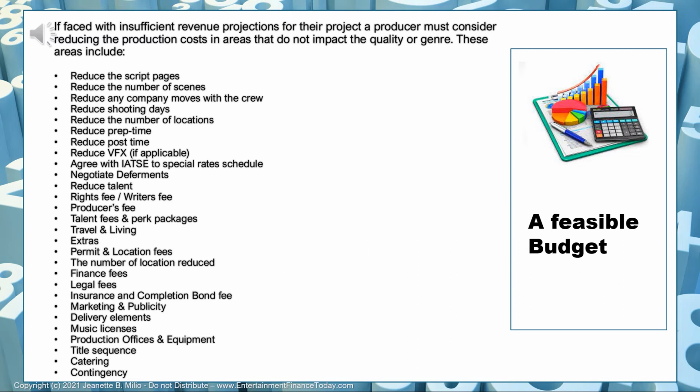Music licenses are really up to the producer and director. You know, how many known songs do they really want in the movie, and is there another way to deal with that? What can you do to reduce license fees like that? Production office and equipment. You don't need to be in fancy schmancy offices. You need a practical office where you can put everyone in. Maybe they have cubicles, and keep it simple as that.